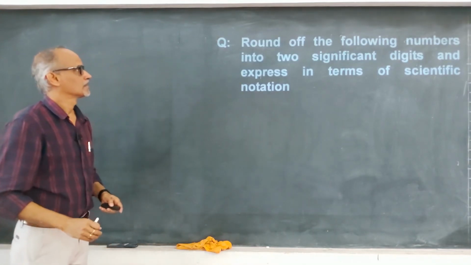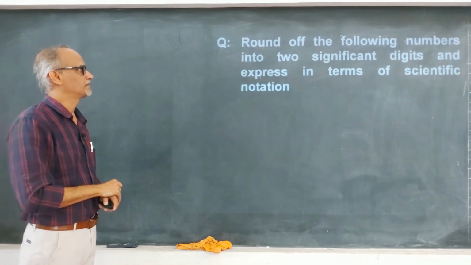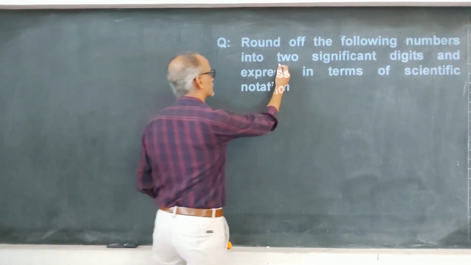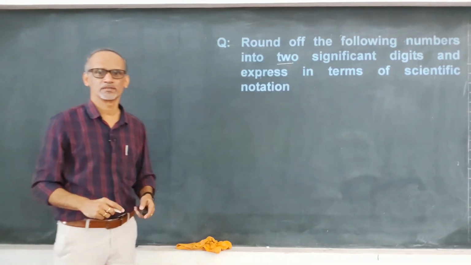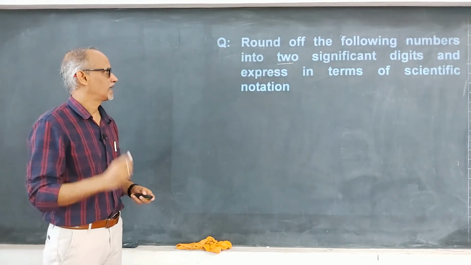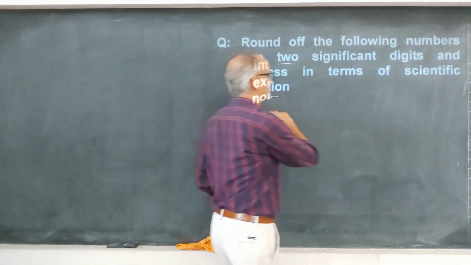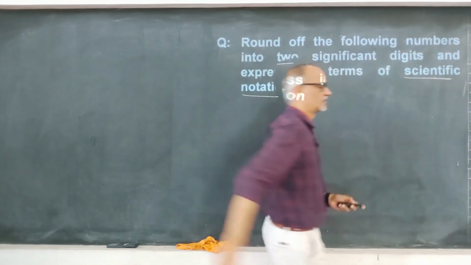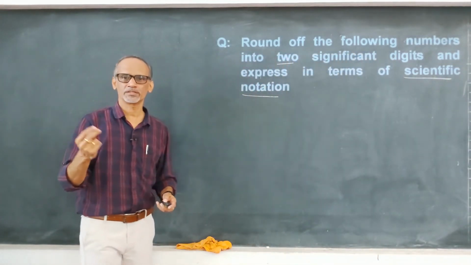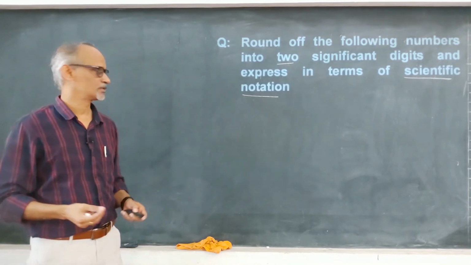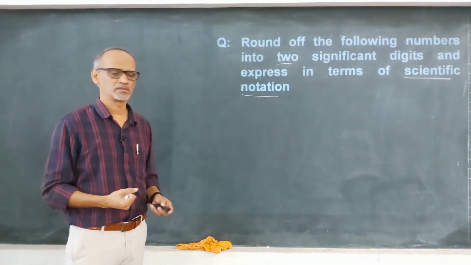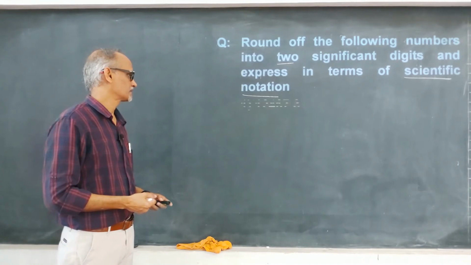Okay. Round off the following numbers into two significant digits, very clearly given in the question. Okay, two significant digit, and express in terms of scientific notation. So, two significant digit and you have to express in terms of scientific notation. That's what the question tells. Okay, right. So, let's start.